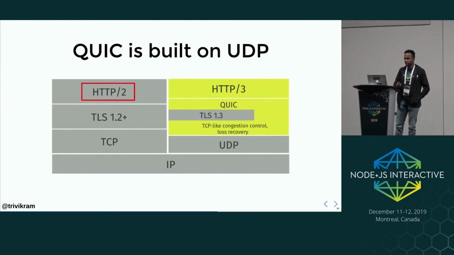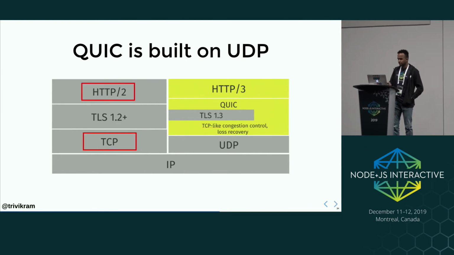So on the left side you can see HTTP2, which is built on top of TCP, and HTTP3 is built on top of UDP, and QUIC comes in between.